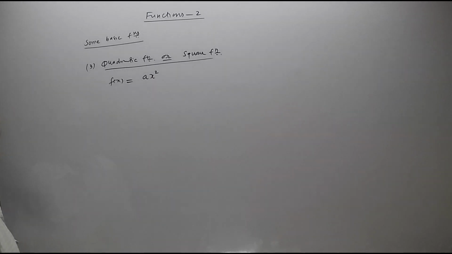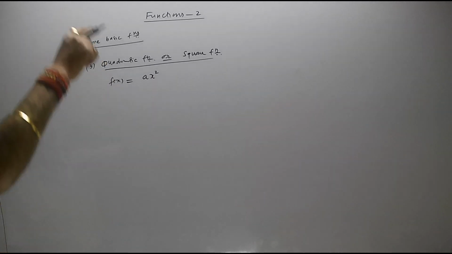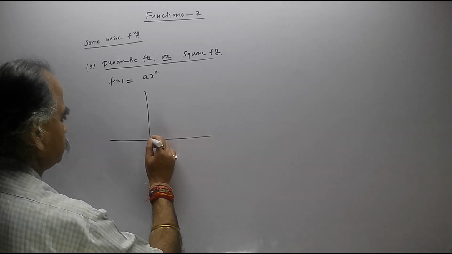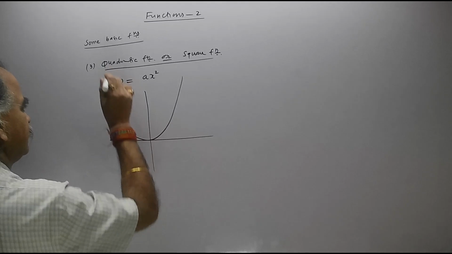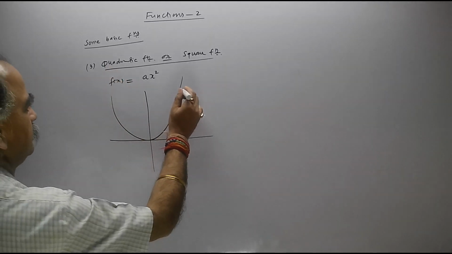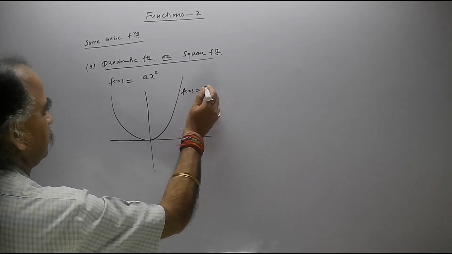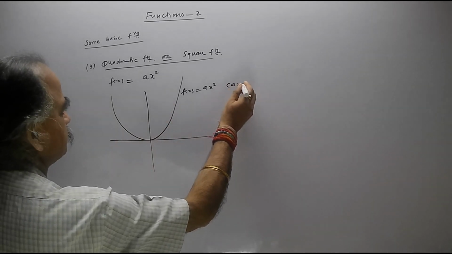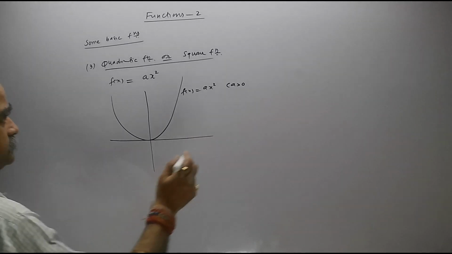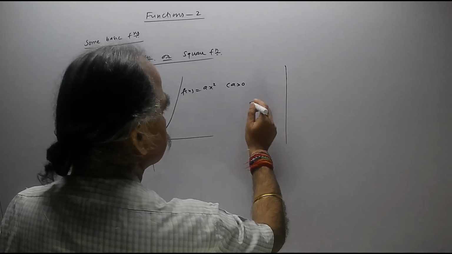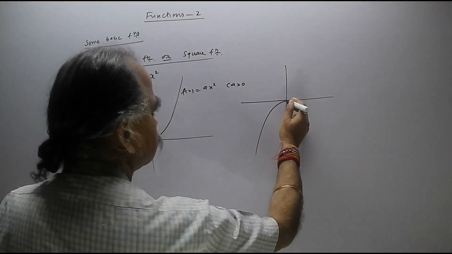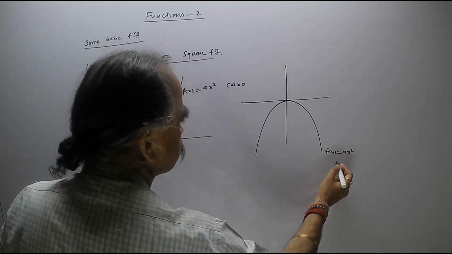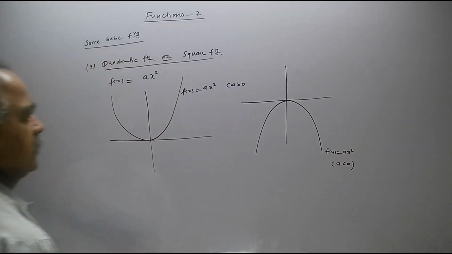Depends upon a. If a is positive, the graph will be upward. It will be like this. A greater than 0. A less than 0.